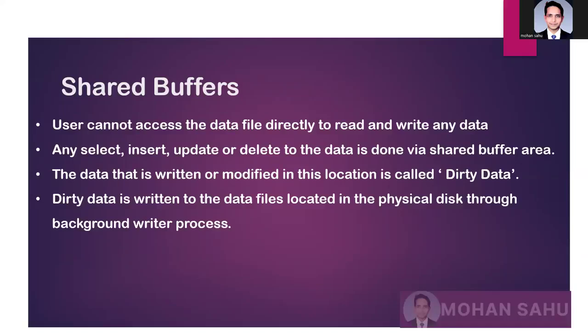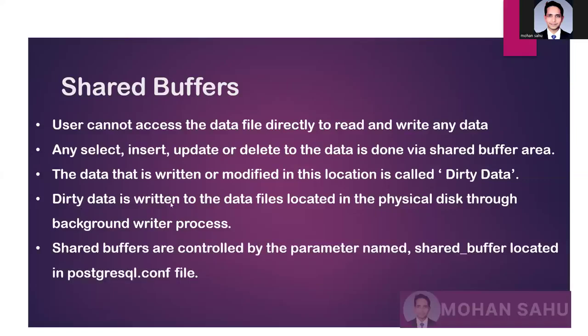And this dirty data is written to the data files located on the physical disk through a background process, and the process name is writer process. We also call it the BG writer process, and that is done when the checkpoint occurs. We have already seen that. Shared buffers are controlled by the parameter named shared_buffers located in the postgresql.conf file. We'll discuss this file later, and when we do the hands-on, I will show the values inside this postgresql.conf file.